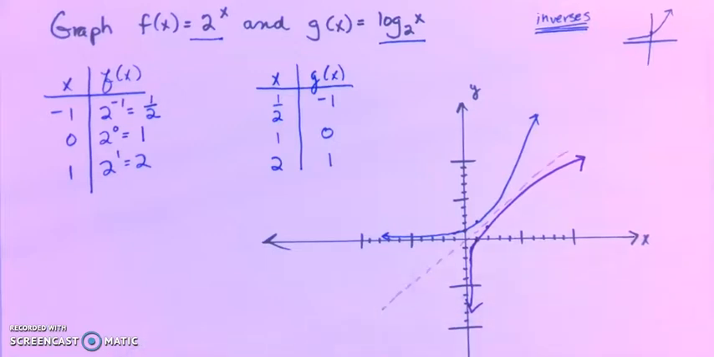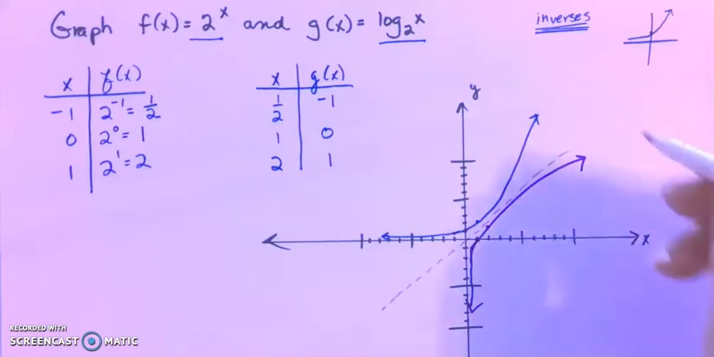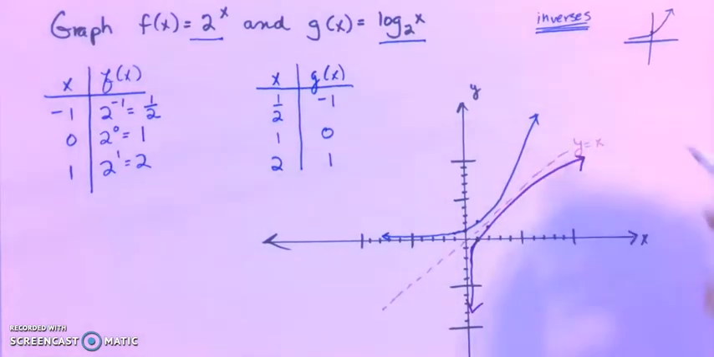So if you put this in Desmos, you'll see that those are flipped over that symmetry line there of y equals x. So anytime you have inverses, they will be symmetrical to that oblique line there, y equals x.